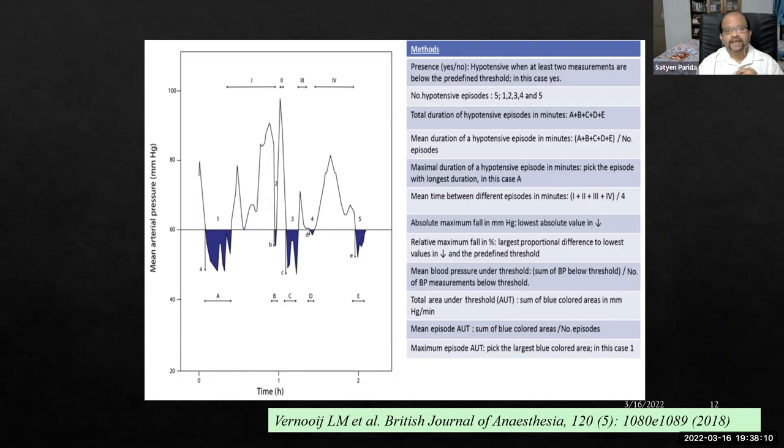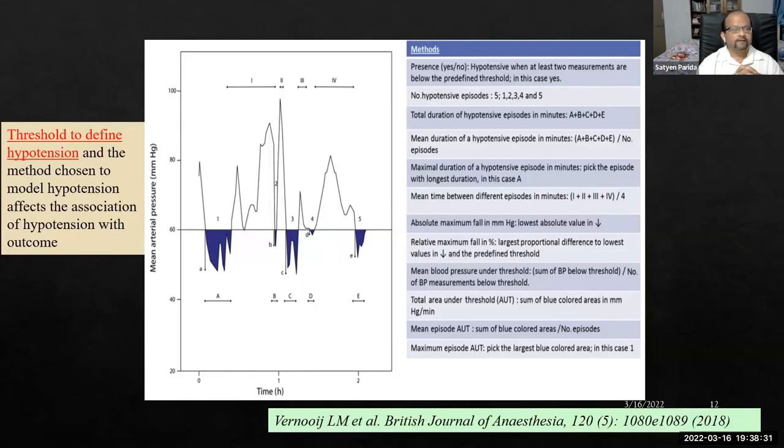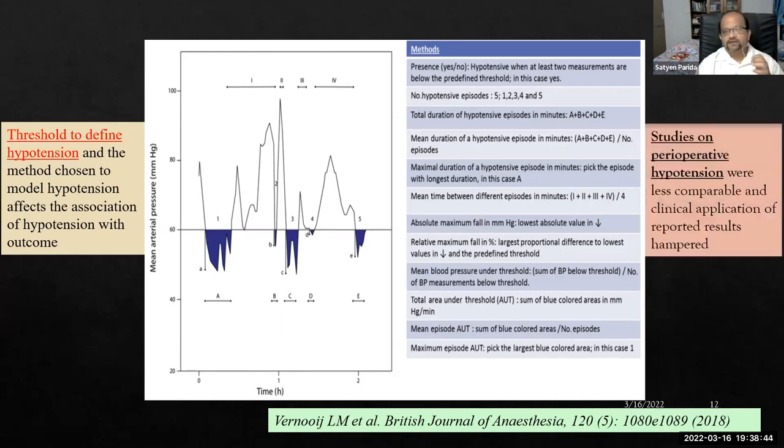The authors also chose 8 different thresholds of blood pressure. Four of these thresholds were based upon a certain percentage decline from baseline, and 4 of them were absolute values, of which 2 were systolic blood pressure and 2 were mean arterial blood pressures. And after going to all such trouble, the authors concluded that the threshold to define hypotension, as well as the method chosen to model hypotension, actually affects the association of hypotension with perioperative outcomes. And as a result of this, the studies on perioperative hypotension were less comparable, and the clinical application of the results of these studies was dubious.